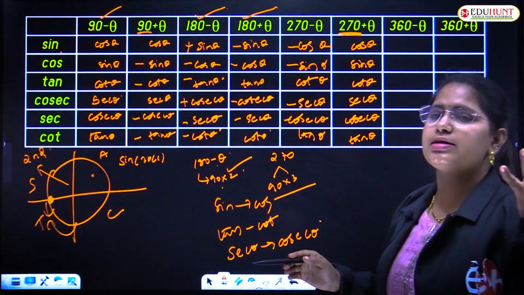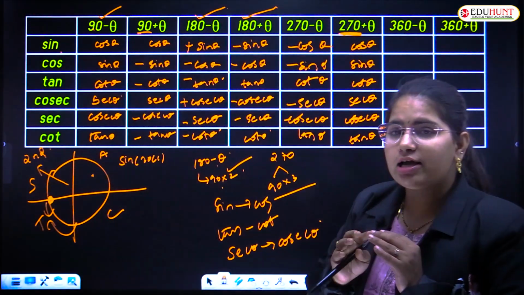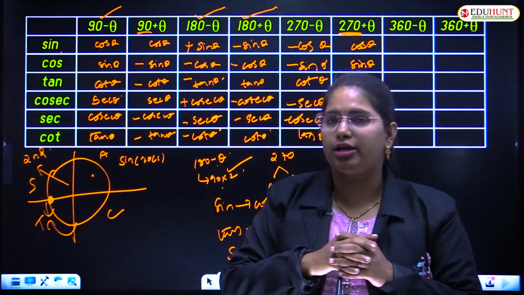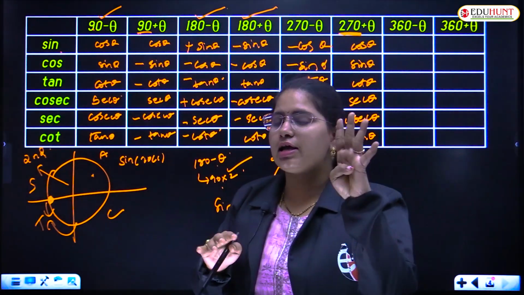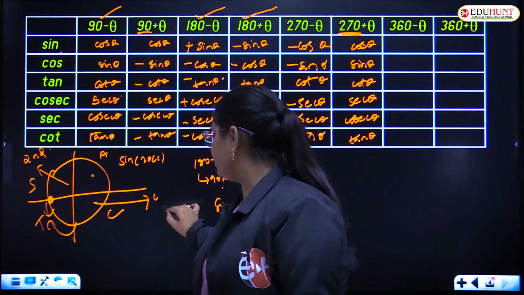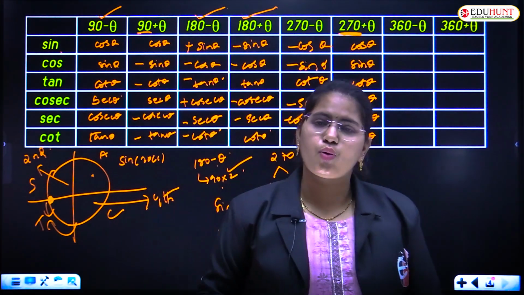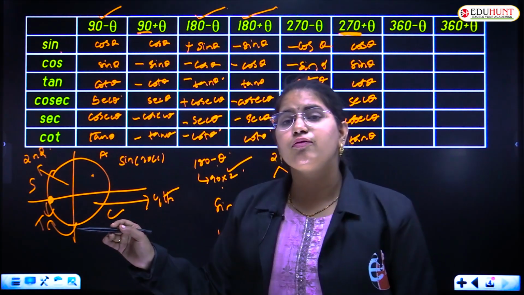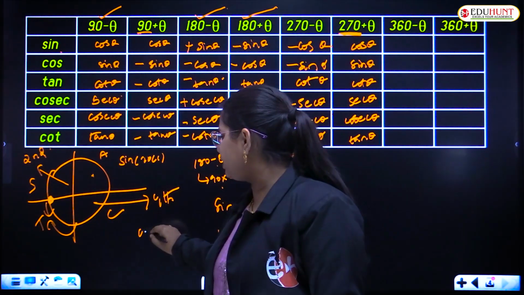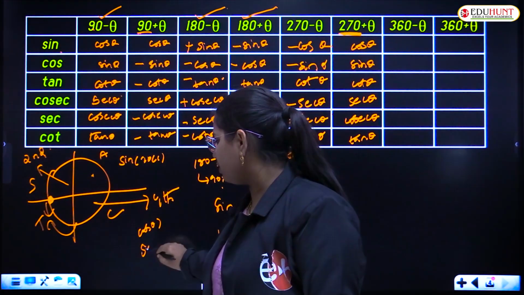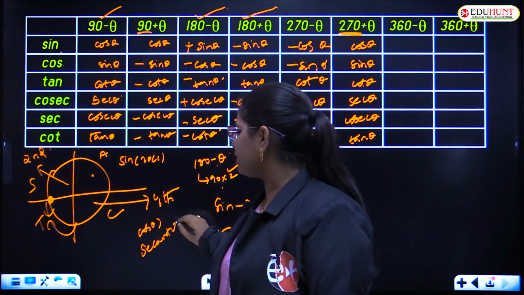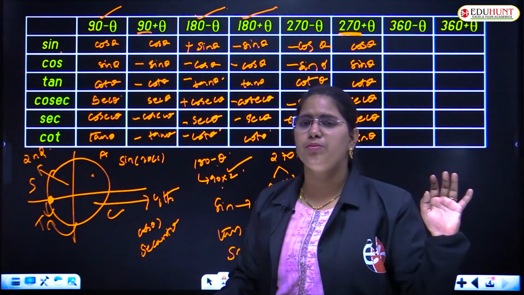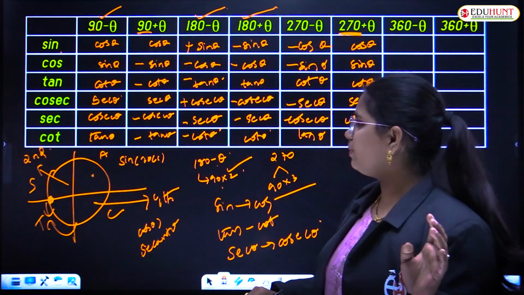Next point, what you have to check? 270 plus theta lies in which particular quadrant? Theta is greater than 270 here. Greater than 270 means theta lies in the fourth quadrant. In the fourth quadrant, which trigonometric ratios take positive values? Cos theta and secant theta will become positive in the fourth quadrant. Rest of all will become negative.